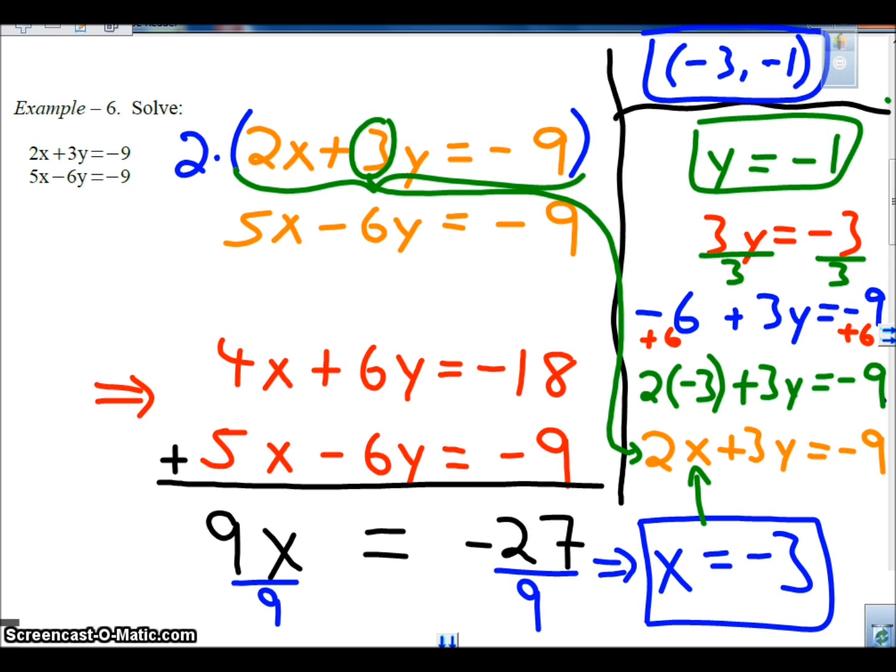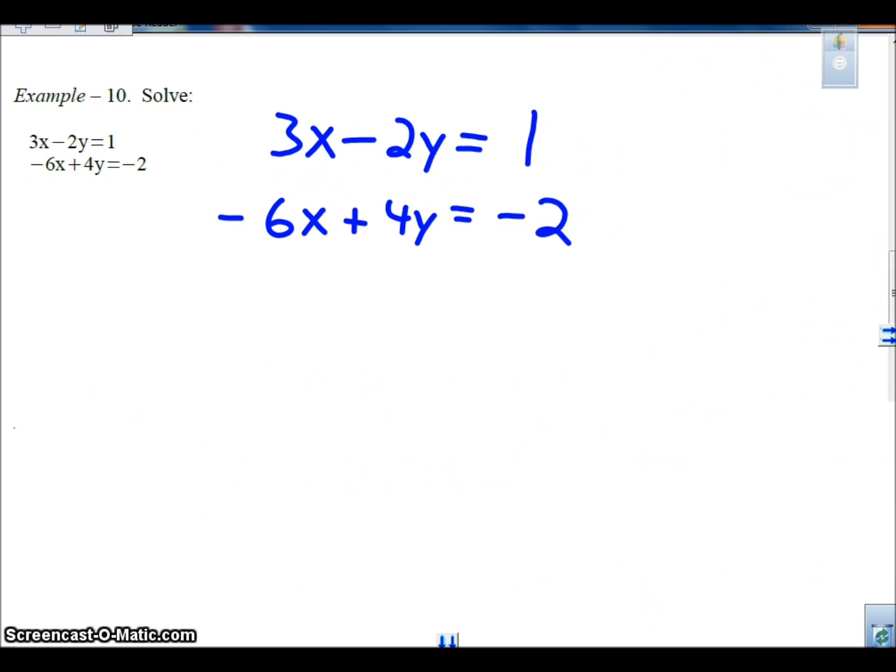All right, so that's essentially how the elimination method works. We will most often have to do a little prep work to get a variable to cancel out. Sometimes it just requires multiplying a number to one equation. Sometimes it will require multiplying numbers to both equations so that at least one variable will cancel out, and then we can solve for the other variable. All right, let's take a look at another example.